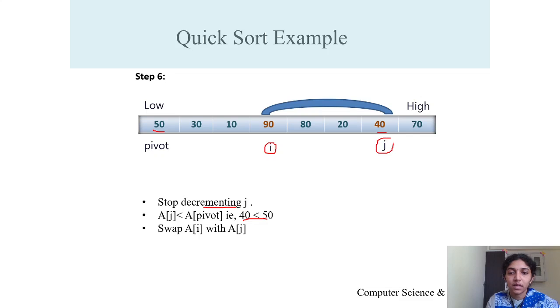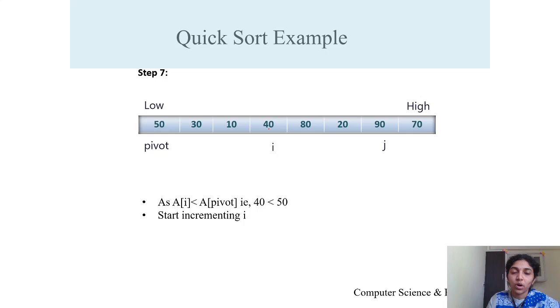We can see here that i is less than j. Why is i less than j? Because the ith position is how much? 0, 1, 2, 3. i is in the third position and j is in the sixth position. So automatically 3 is less than 6, right? 3 is less than 6. So what do we have to do? We have to swap A[i] with A[j]. Okay, that is the procedure.